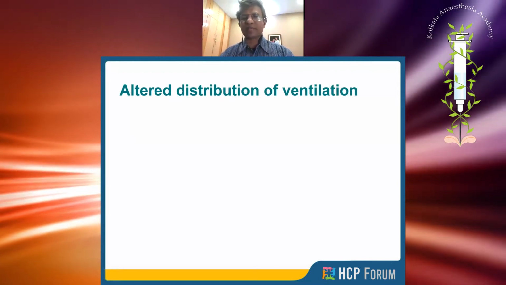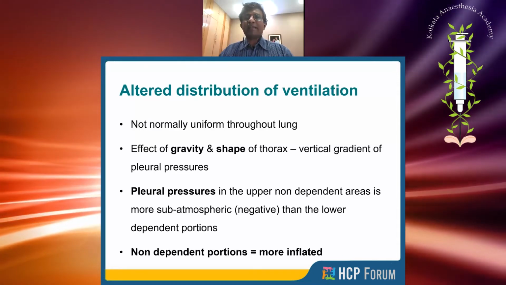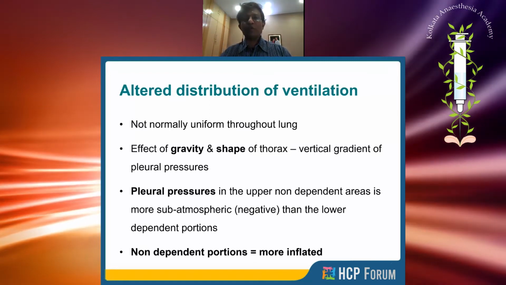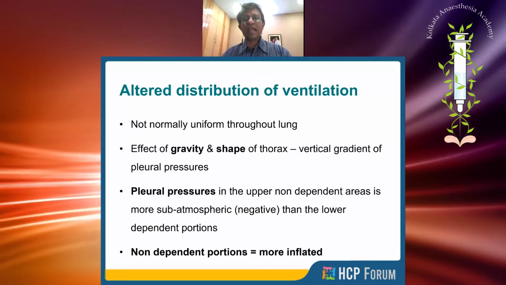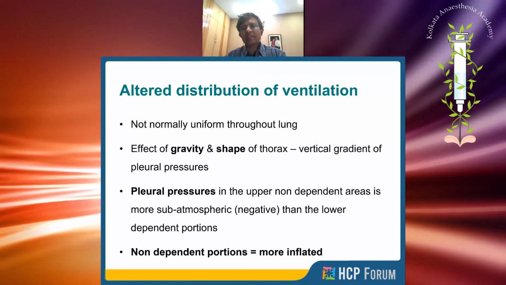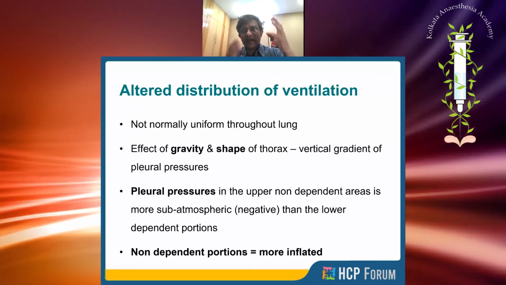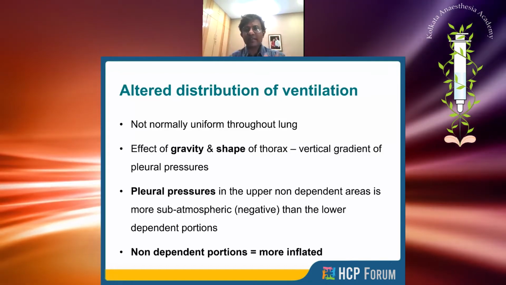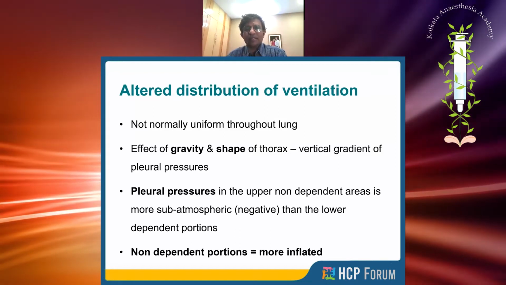So let us look first at ventilation. Ventilation per se is not uniform throughout the lung. And why is it not so? Because of this effect of gravity and the shape of this thorax. And because of that, there is a vertical gradient of the pleural pressures.